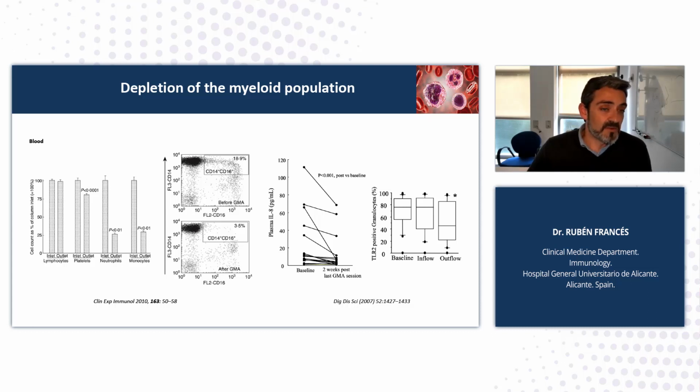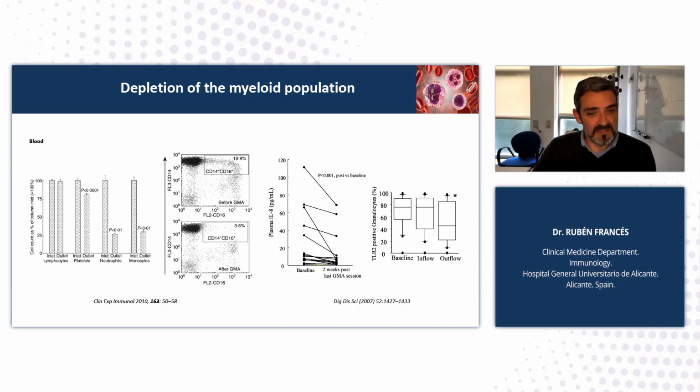In this one, for instance, you can see here in blood how after treatment with GMA, we have a significant reduction in both neutrophils and monocytes. I think this is 30 UC patients after 5 sessions. There's a significant reduction in both populations.